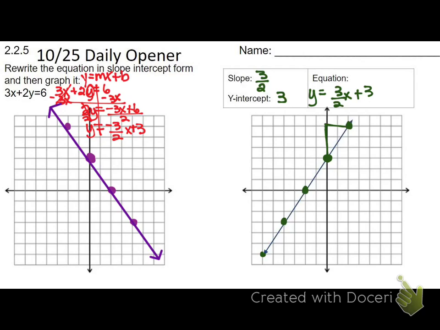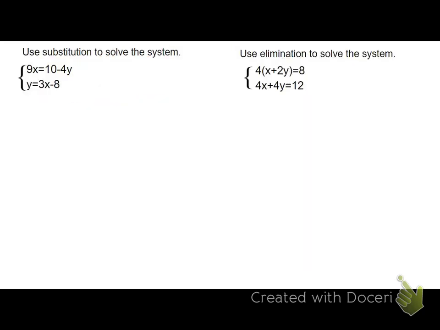Okay, let's look at the back side. Hey, usually I'm asleep by this time. No, you usually make it through the opener. It's the notes. Okay, back side.